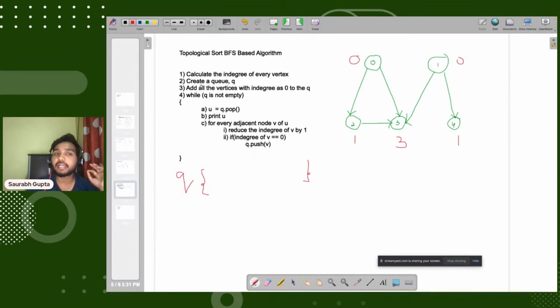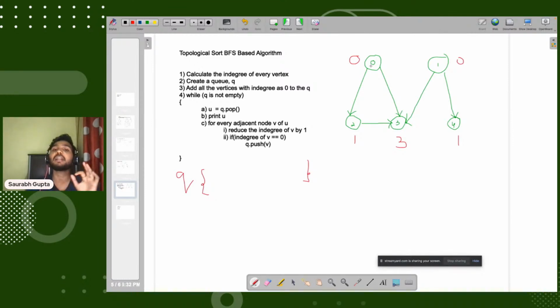Now once we have created a queue, what we will try to do in this algorithm is find out all the vertices which have in degree equal to 0. Why do we want to find all the vertices which have in degree equal to 0? Because they do not have any dependency. There is no incoming edge on them, so there is no requirement that something should come before them. So we can find those vertices and put them into this queue, and you can put those vertices in any order.